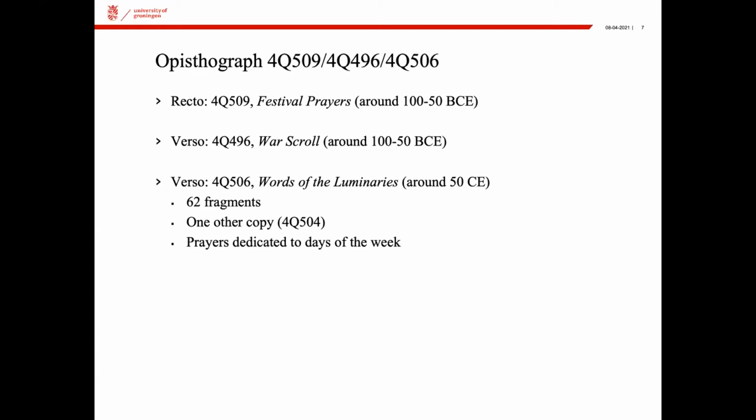They are grouped together on the same manuscript. We can therefore conclude that at least on the level of individual scribes, these texts circulated together. That we find exactly these three compositions collectively is not self-evident. As we saw, Festival Prayers and Words of the Luminaries are usually characterized as non-sectarian compositions. War Scroll, however, is read as one of the core texts of this presumed sectarian community.